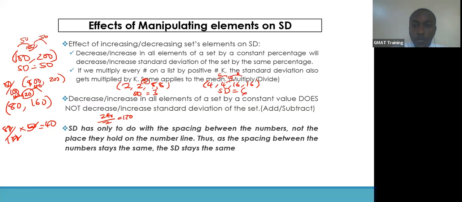Note that this set was multiplied by 2, and therefore the standard deviation is multiplied by 2 to have a new standard deviation of 6. And that's how manipulating elements on the set affects the standard deviation.